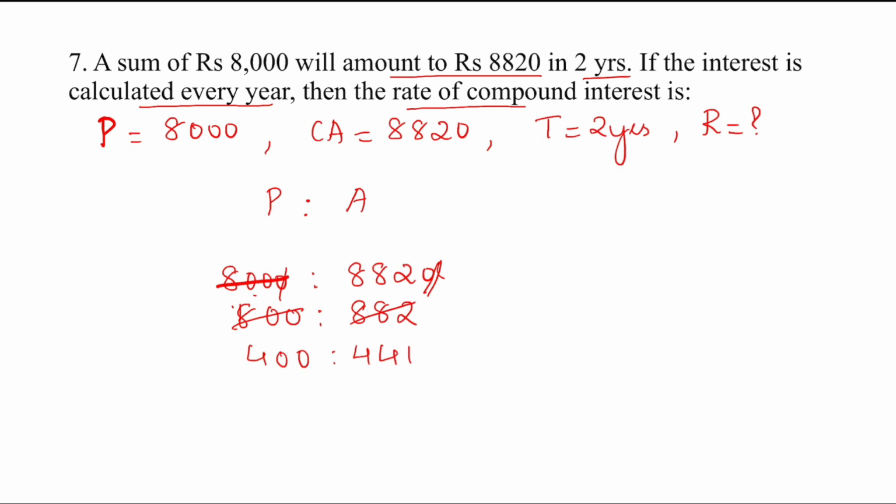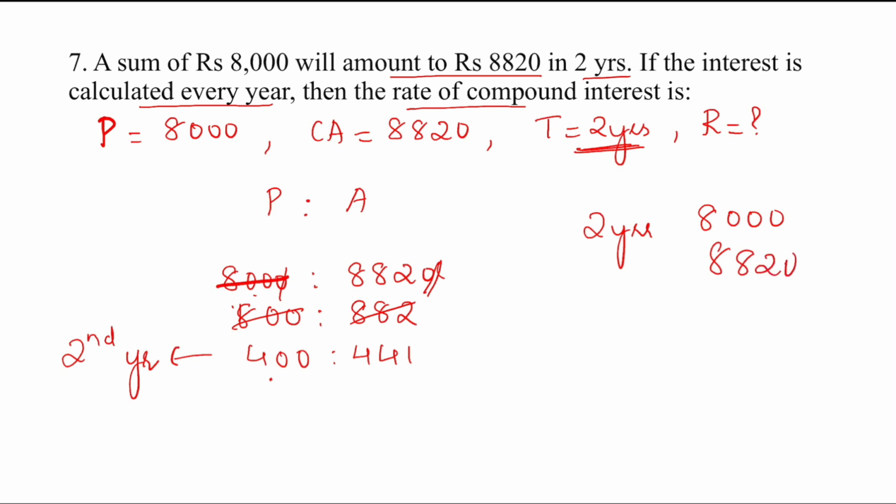Now this 400 is to 441, when will it happen? At the end of second year, because we know that after 2 years, 8,000 is becoming 8,820, isn't it, after 2 years. Now that means this ratio 400 is to 441 is the ratio after 2 years.